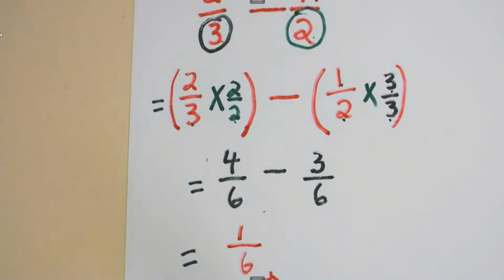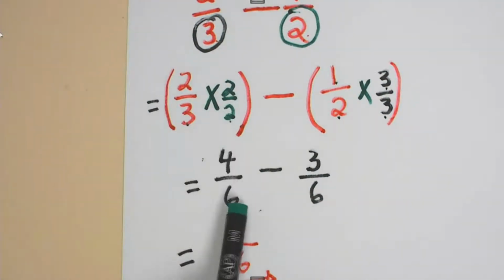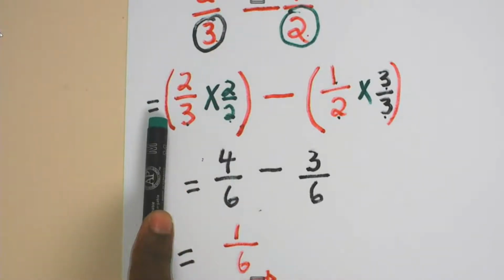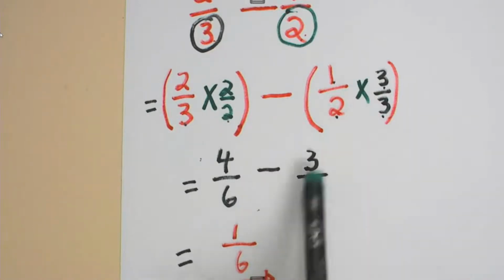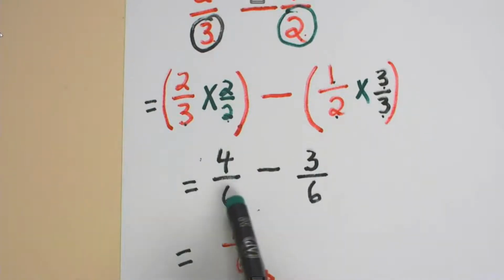So the 2 multiplied by 2 gave us 4, and the 3 multiplied by 2 gave us 6 when we were simplifying the brackets. Minus, again, 1 multiplied by 3 gave us 3, 2 multiplied by 3 gave us 6. Now we were able to subtract the numerators. Why? Because the denominators were now the same.